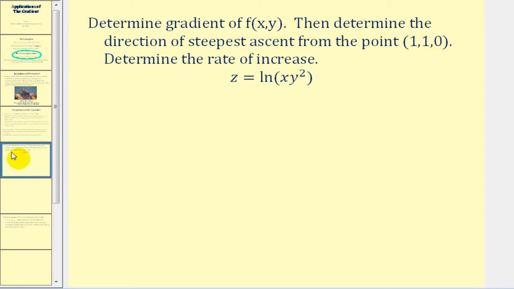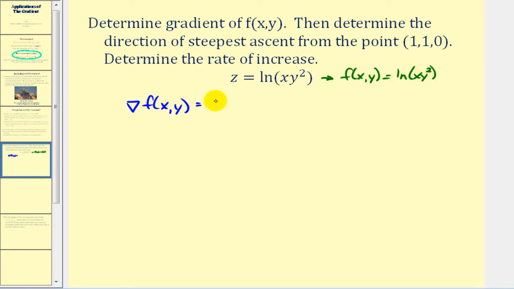Here we want to determine the gradient of f of x, y, and then determine the direction of steepest ascent from the point 1, 1, 0, and then determine this rate of increase. So the direction of steepest ascent will come from the gradient of f evaluated at the point 1, 1. So let's go ahead and find the gradient of f of x, y. Remember, this implies that f of x, y is equal to natural log of x y squared.